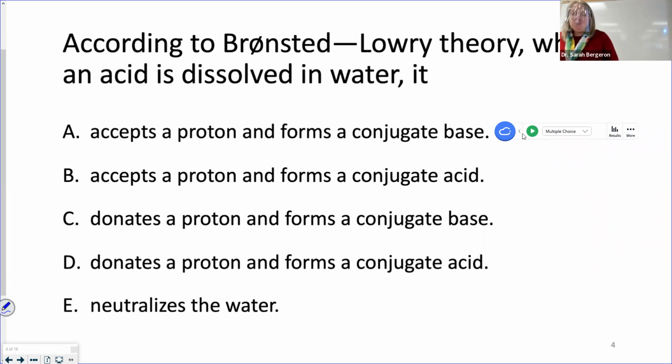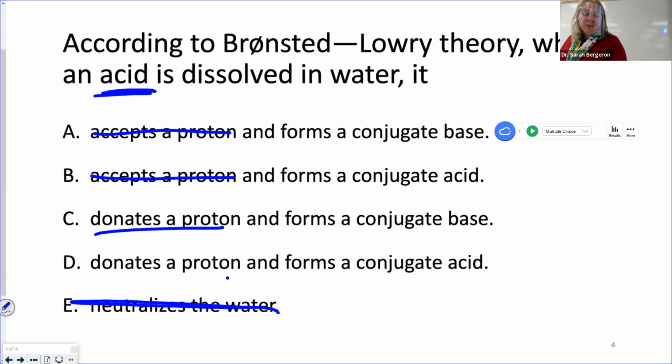Okay. So when you were looking at this, we know if it's an acid, it must donate a proton, right? It can't accept a proton. That's a what? That's a base. And when an acid is dissolved in water, it neutralizes the water. No, an acid neutralizes a base, and a base neutralizes an acid. So that's not true. So it donates a proton. Y'all are 100% right about that.